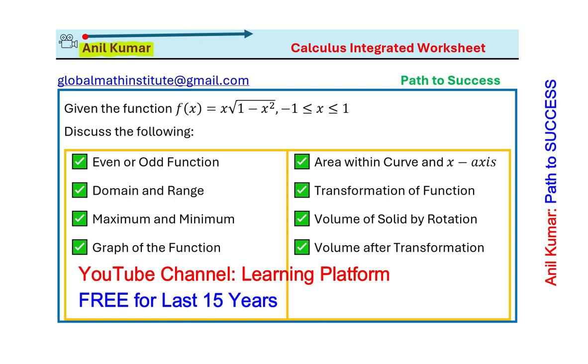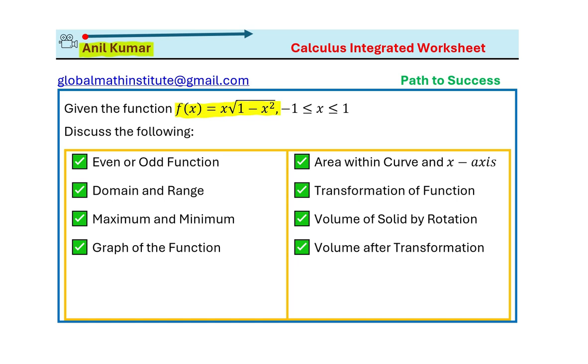In this video, we are going to discuss a function which is given to us as x times square root of 1 minus x squared, within the domain minus 1 to plus 1. We are going to discuss the following parameters about this function. Whether it is an even or odd function, find domain and range, find maximum and minimum values, graph the function, area within the curve and the x-axis, transformation of the function, volume of the solid by rotation, and volume after transformation.